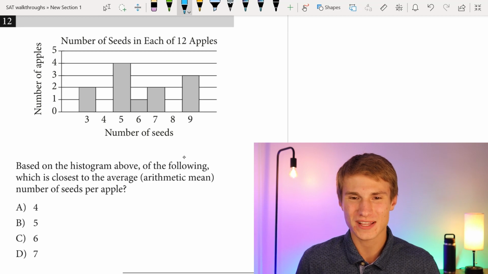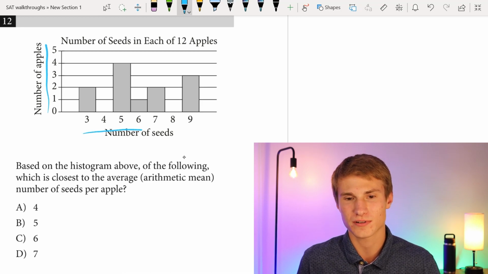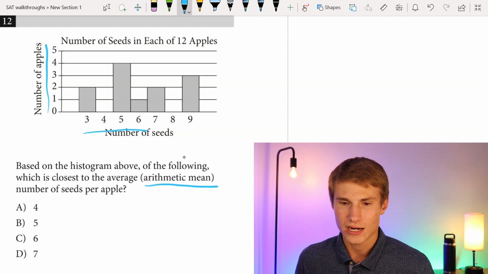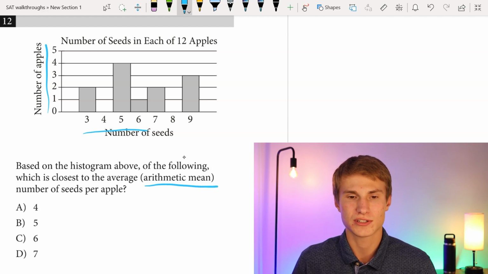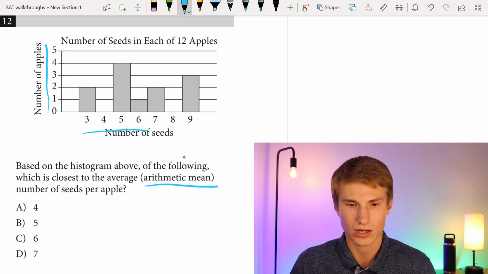All right, number 12. We have the number of seeds in each of 12 apples. We have the number of apples on our y-axis and the number of seeds on the x-axis. Based on the histogram above, which of the following is closest to the average, the arithmetic mean, number of seeds per apple? To do this, I need my total number of apples, and I also need my total number of seeds.